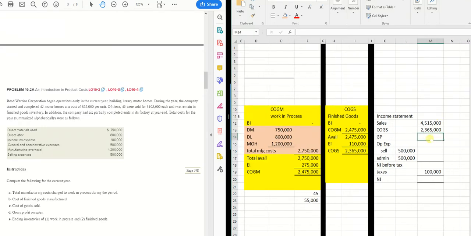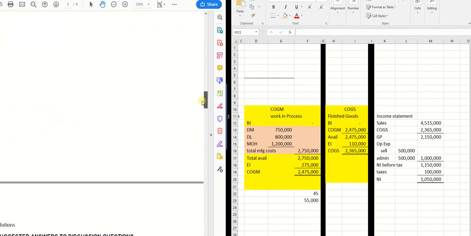No, I've already done that. So sales minus cost of goods sold is gross profit. Have my selling and administrative expenses. So I've got gross profit minus selling and administrative is 1150, and it was 100,000, right? Okay. So my net income is 1050.